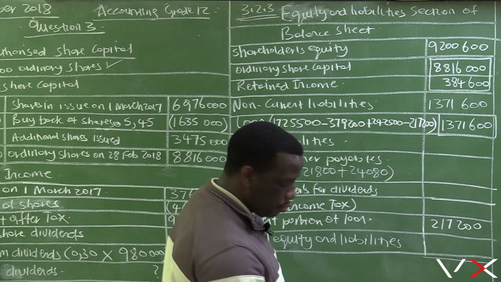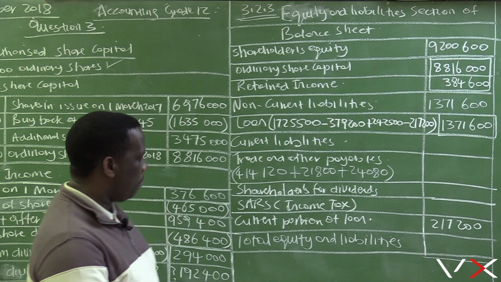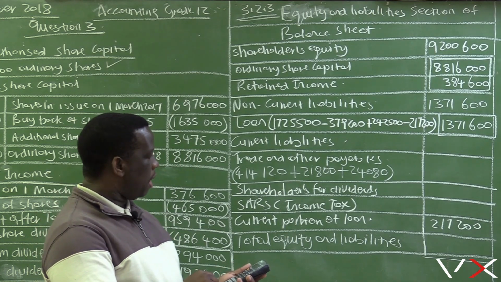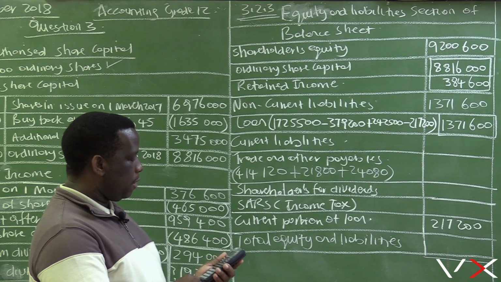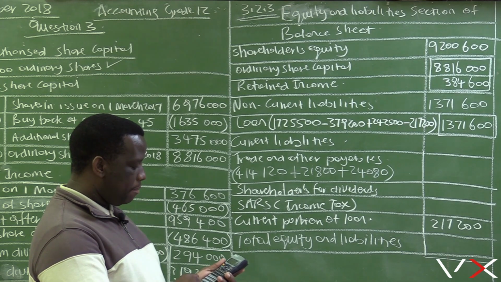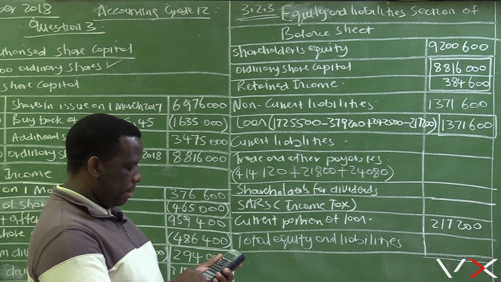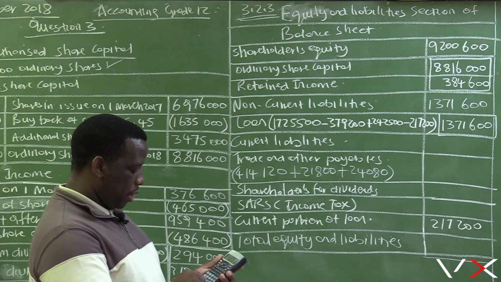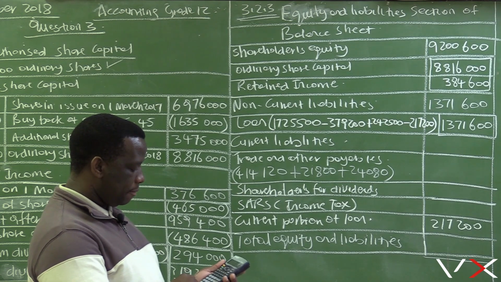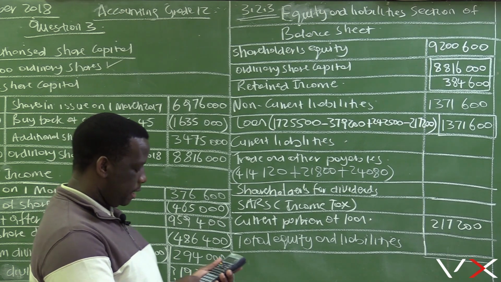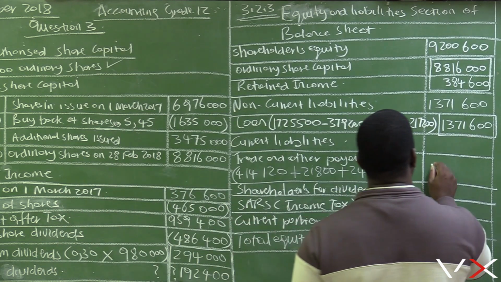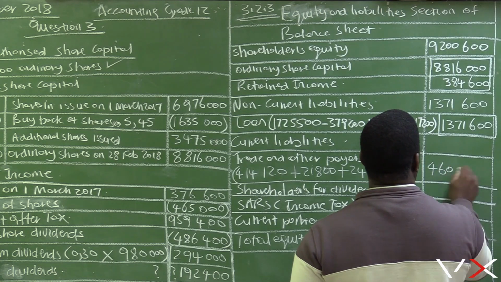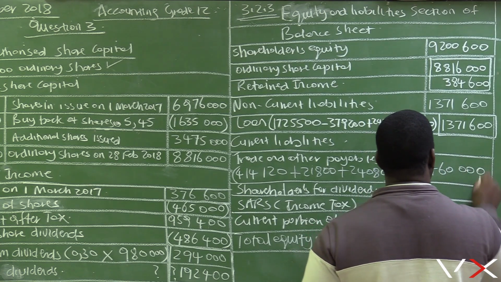So let us then close the trade and other payables. 414,120 plus 21,800 plus 24,080 equals 460,000. Our trade and other payables is 460,000.